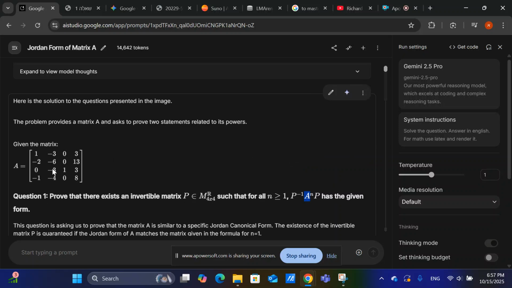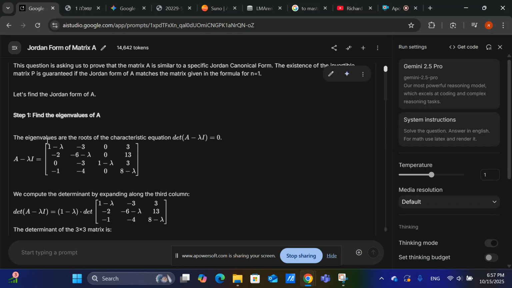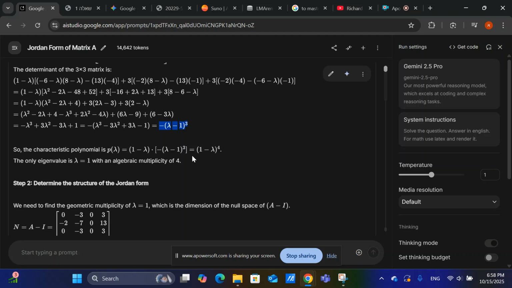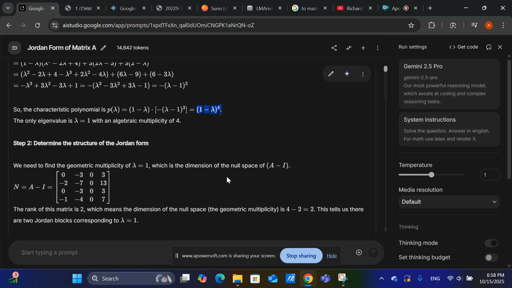So we start by trying to find the Jordan form, the eigenvalues, through the characteristic polynomial. This is how we do that. A minus lambda I, and taking the determinant of it will give you this one, and finally this one. So this is the characteristic polynomial: (1 minus lambda) to the power of 4. Now, I need to find the geometric multiplicity. I know the algebraic multiplicity is just the power in the characteristic polynomial, but what is the geometric multiplicity of this eigenvalue of 1?